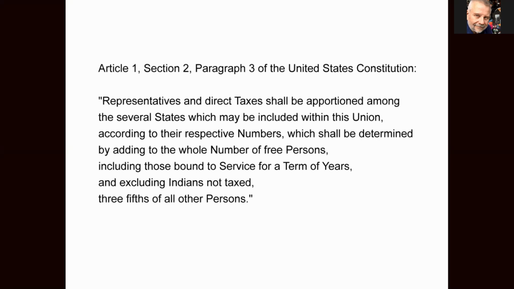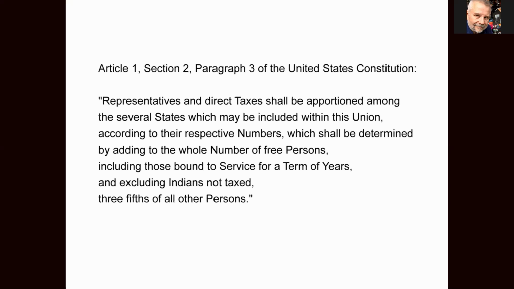Including those bound to service for a term of years and excluding Indians not taxed, 3/5 of all other persons. Notice that the word slave or slavery is not used. This particular paragraph essentially describes which people will be counted, and anyone who's left behind will be considered as 3/5 of a person. The word slave or slavery is not used.